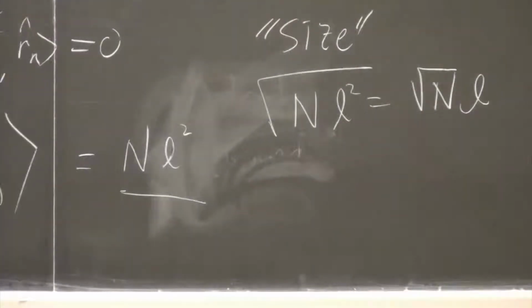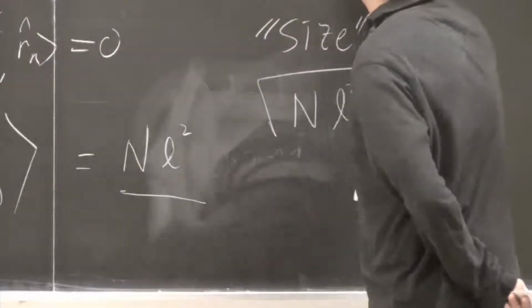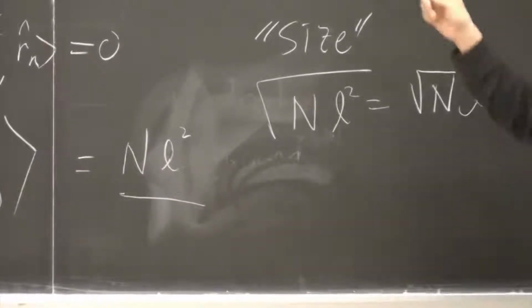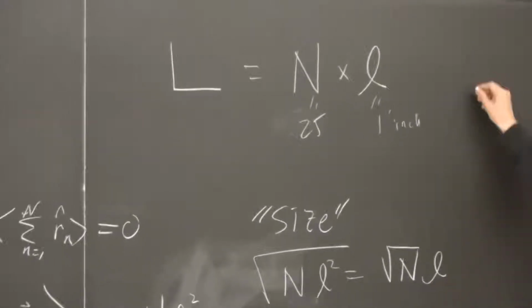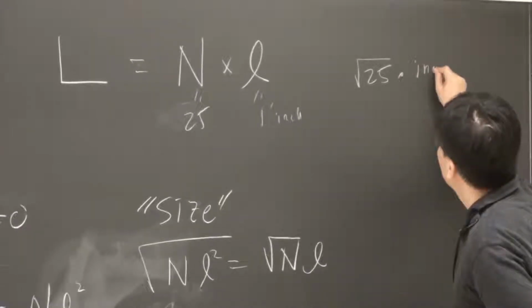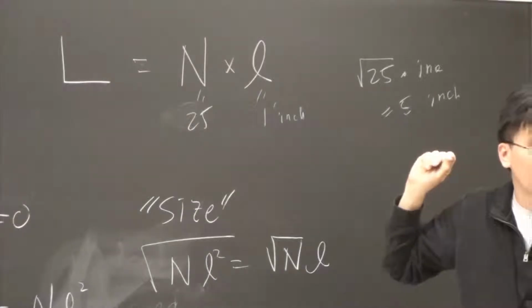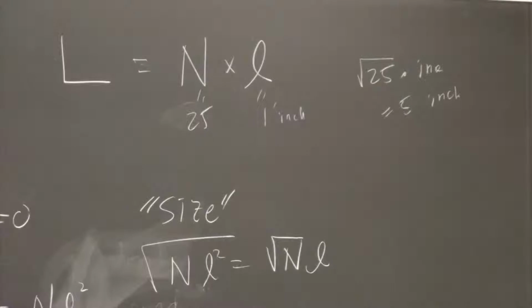Okay. So let's imagine that I started with 25 units, and each one is 1 inch. What is the average size? Well, using this, it'll be the square root of 25 times 1 inch, or the average will be 5 inches. So if you have a 25-inch long one, and you do it many times, the average size you see is about 5 inches. So that's the idea.